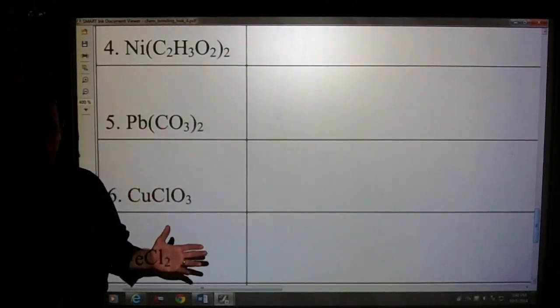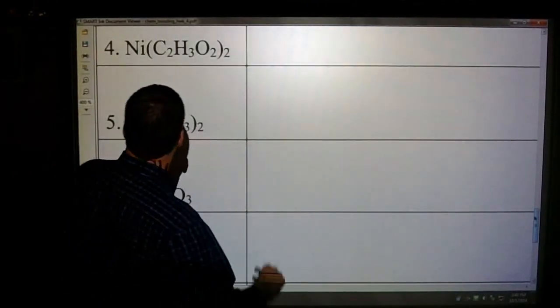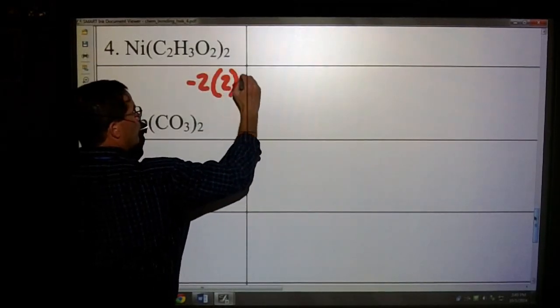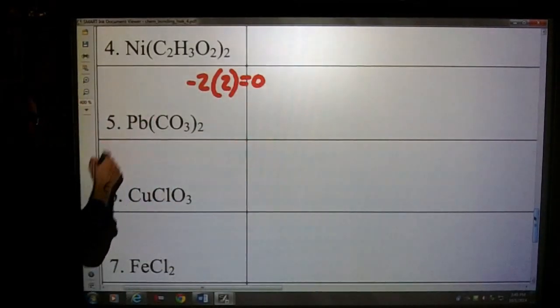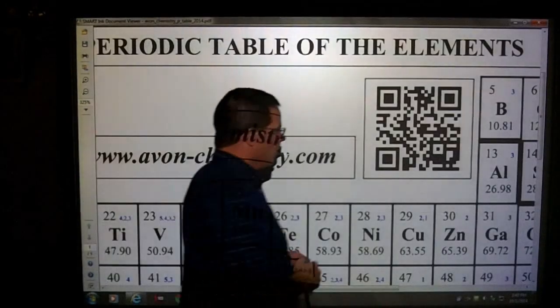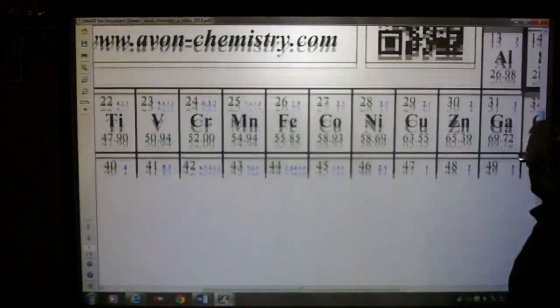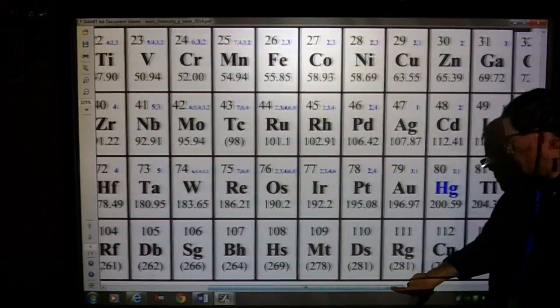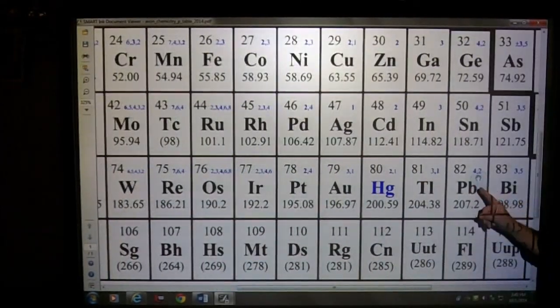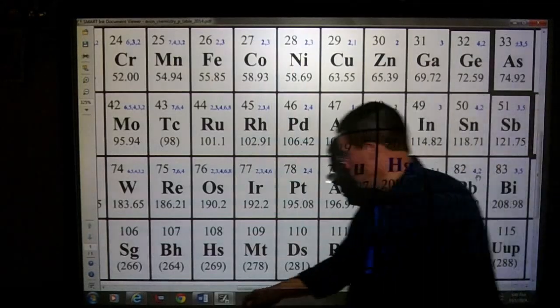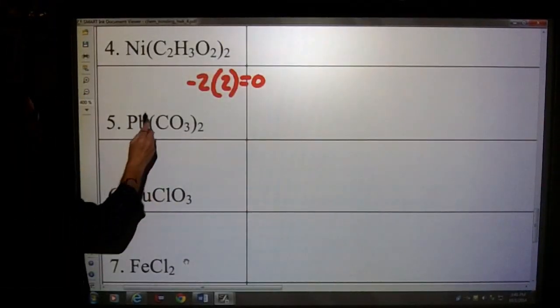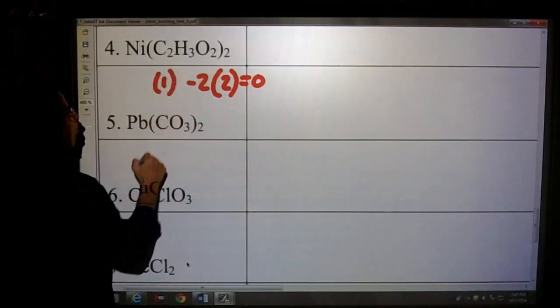Carbonate only has a -2 charge, so we don't have to worry about digging around trying to find that. So carbonate's -2, you have 2 of those. Lead, now we have to look for lead. Lead can either be a +4 or +2 charge. And in this case, how many lead atoms do we have? Very good, we have 1.